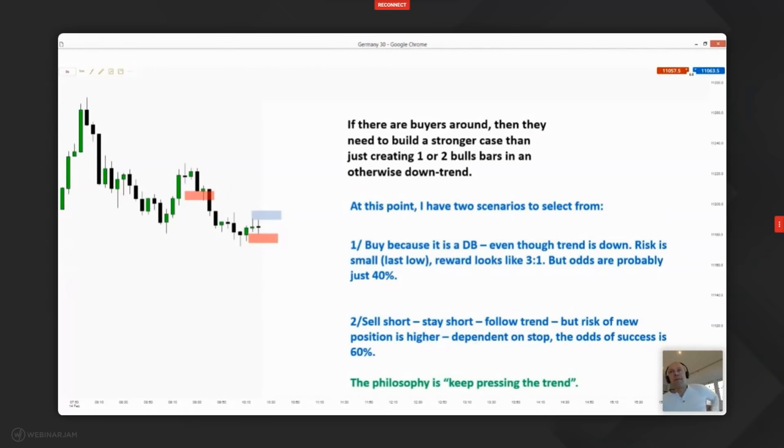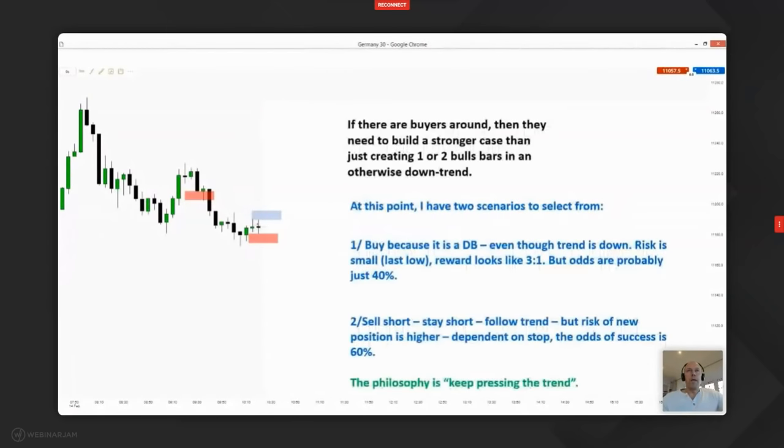Okay. My philosophy when I'm trading from a price action point of view is keep pressing the trend. How many fortunes have been lost trying to catch a low? Now, if I was to catch a low, then let it at least be a low where there was a double bottom or a double top if I wanted to short. I'm going to continue for another 8 minutes and then I'll take a break and we'll see where we are.